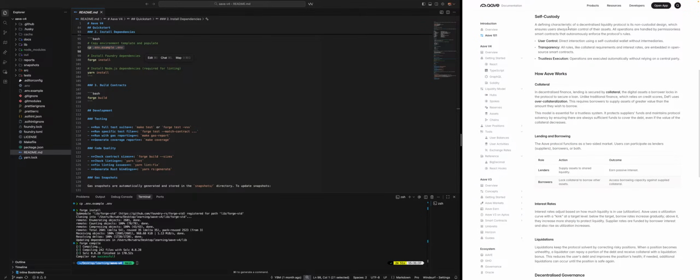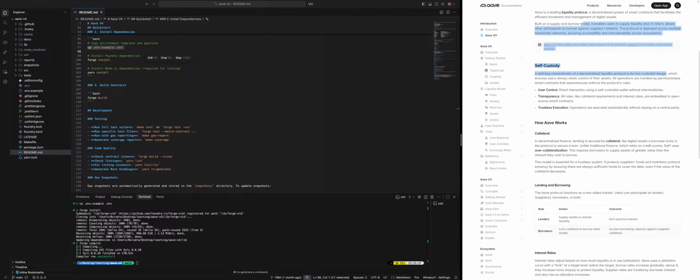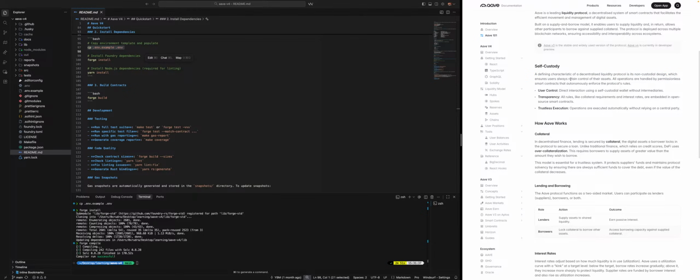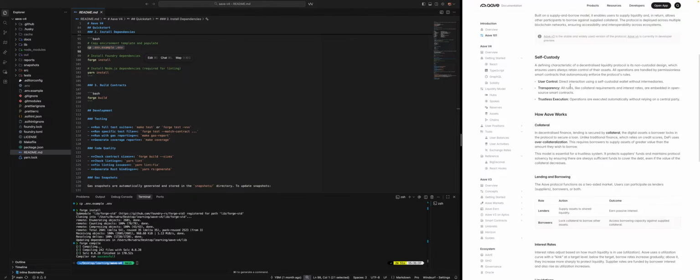The defining characteristic of a decentralized liquidity protocol is its non-custodial design, that you get ownership of your assets, basically. Which ensures users always retain control of their assets. All operations are handled by permissionless smart contracts. User control: direct interaction using a self-custodial wallet.